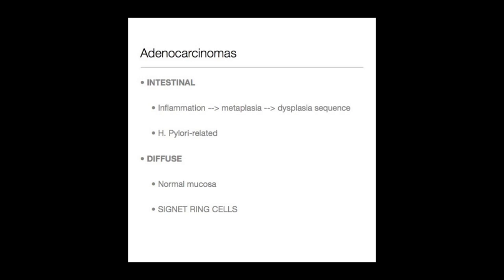Diffuse type arises from normal gastric mucosa and has characteristic signet ring cells caused by large amounts of intracytoplasmic mucin pushing the nucleus to one side. It is usually a highly infiltrative cancer encasing the entire stomach wall with tumour, producing the so-called leather bottle stomach, or linitis plastica.